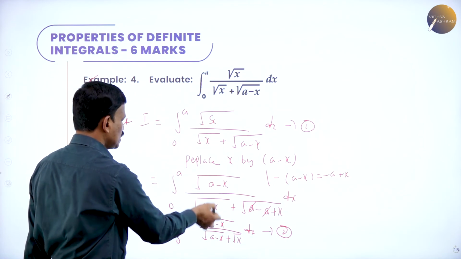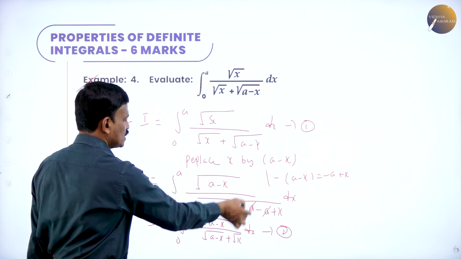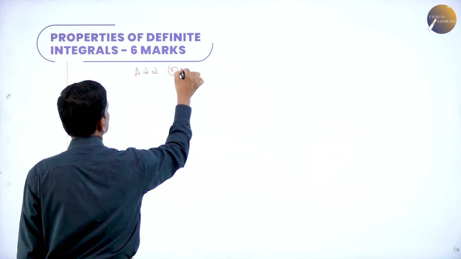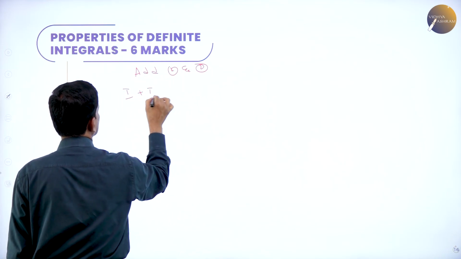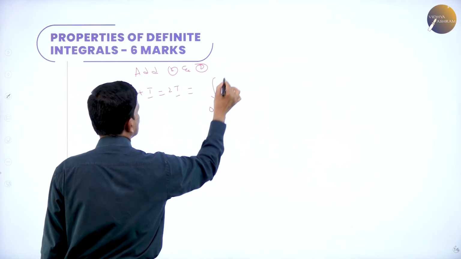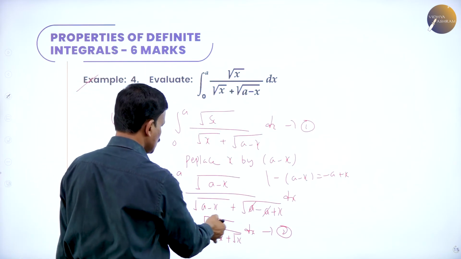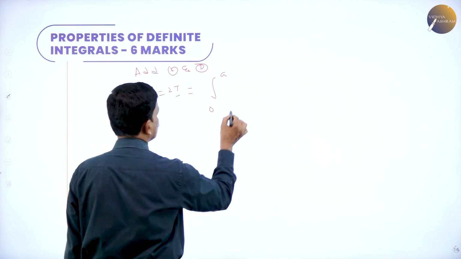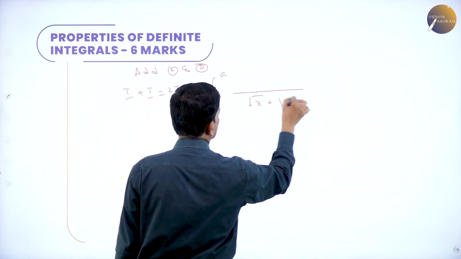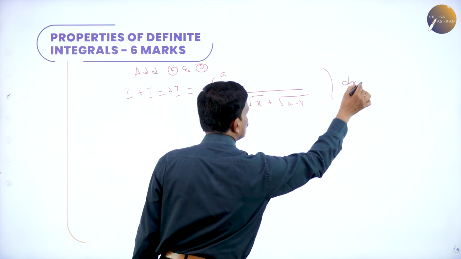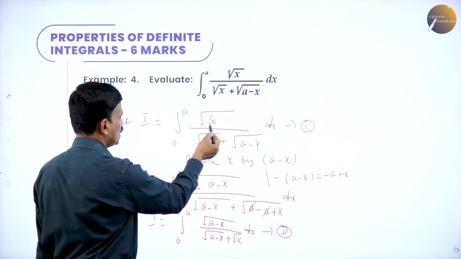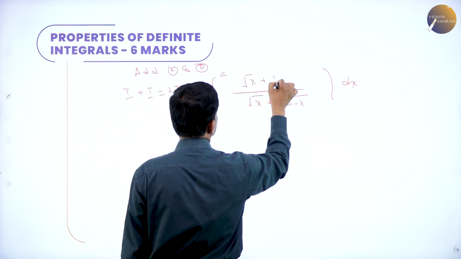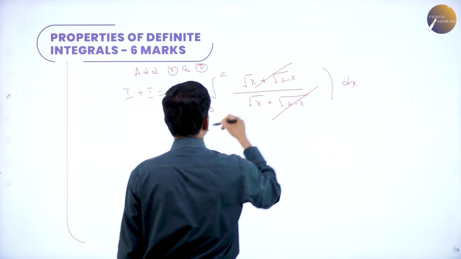That's it. See, here x is changed to a minus x, and a minus x is changed to x. Now adding equations 1 and 2. If you add 1 and 2, I plus I, that is 2I, is equal to the integral from 0 to a. Let me add these two directly. What is the LCM in the denominator? We have the LCM as root of x plus root of a minus x, dx. In the numerator, we have x for one equation and a minus x for the other, so we get root of x plus root of a minus x as usual. So these two get cancelled.